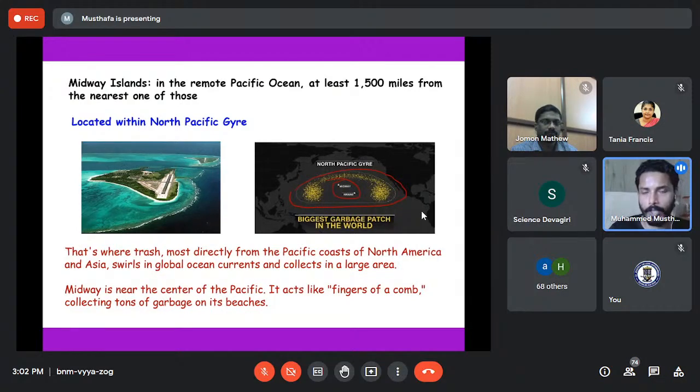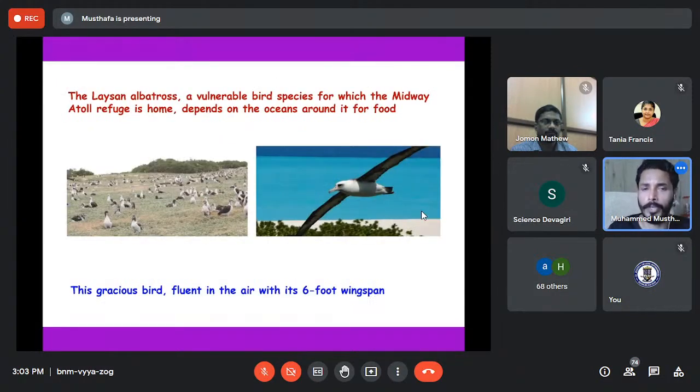And you see the location of Midway Island. Midway Island is within the North Pacific Gyre. So what will happen? All the garbage swirls, and eventually it will accumulate on the beaches of Midway Island. Midway Island acts like the fingers of a comb, according to a journalist, collecting tons of garbage on its beaches. So what is the problem? The problem is Midway Island is a home for a beautiful bird by the name Laysan albatross.